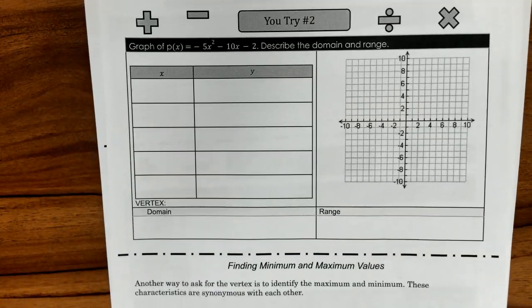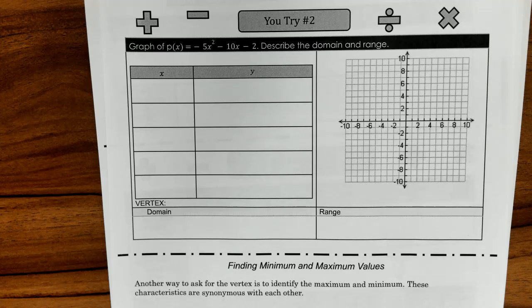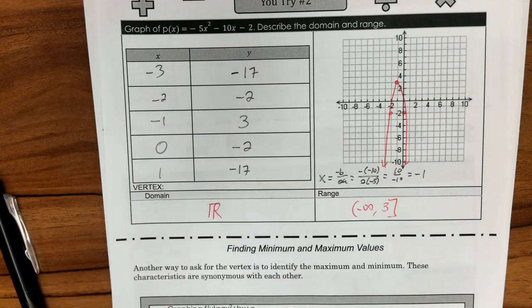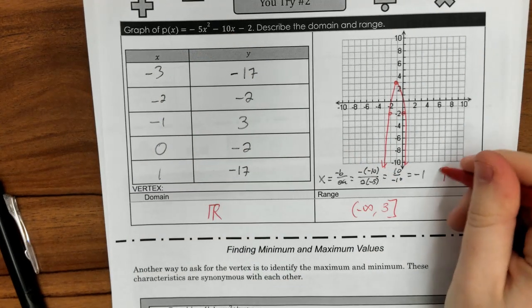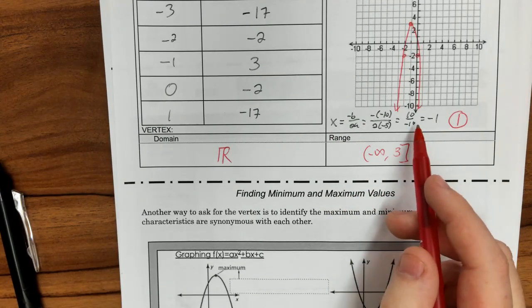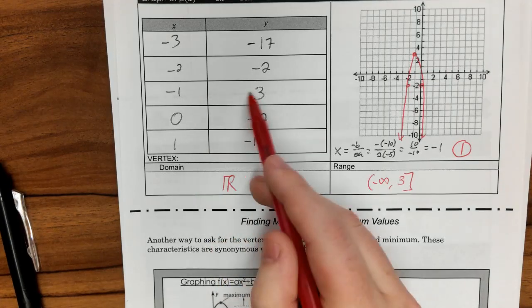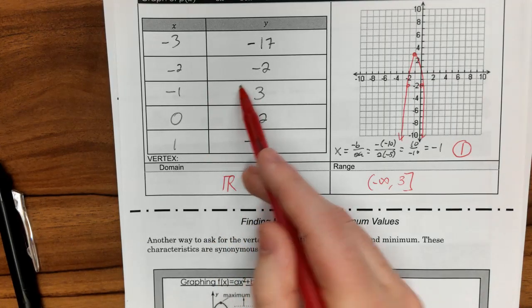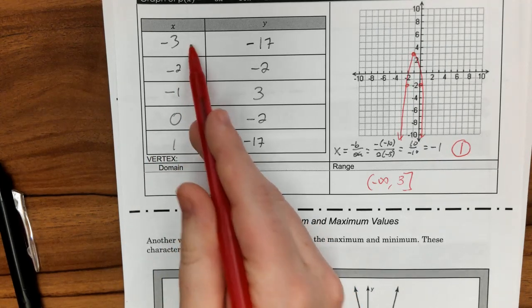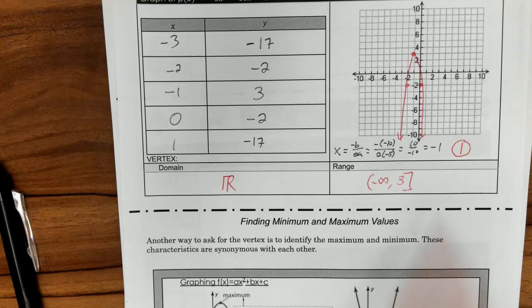I'd like you to try number 2. Pause the video and give it a shot. How did we do, folks? This one's a little bit trickier because the numbers are a little bit bigger, but the idea is still the same. Step number 1 is to find your vertex. Here, we know that our x value of the vertex is -1, so we can then plug in -1 to find (-1, 3). Step 2 is to construct the rest of your table around -1, so we use 0, 1, -2, -3, and then we can graph it.